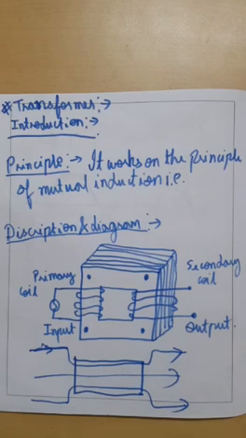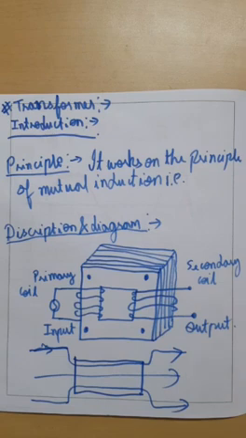Children, in my previous video, I explained to you how exactly an LCR series circuit works. Okay. Now today we are going to discuss an important topic, which is the transformer. Now, what is this transformer? A transformer is a device which is used to convert low alternating voltage at high current to high alternating voltage at low current and vice versa.